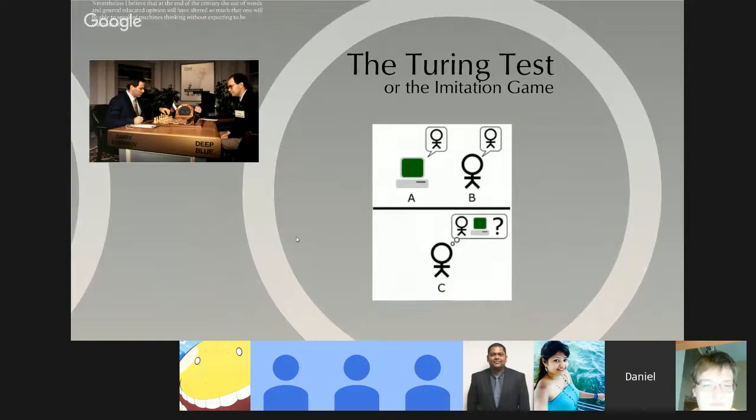Ken Jennings is good at Jeopardy. Watson can beat Ken Jennings at Jeopardy. Therefore, we judge Ken Jennings to be intelligent because he does well at Jeopardy. So we should judge Watson to be intelligent because it does well at Jeopardy too.